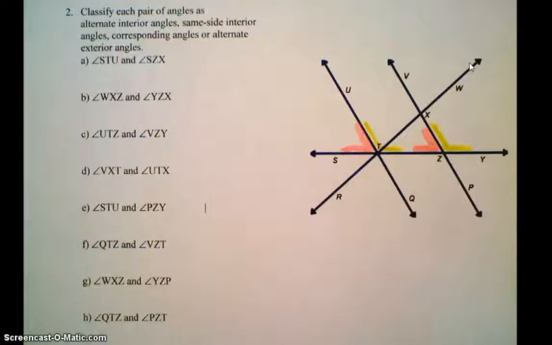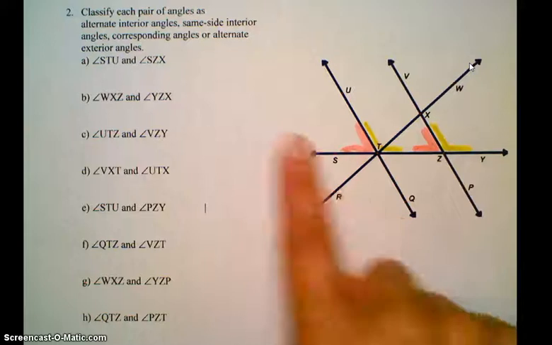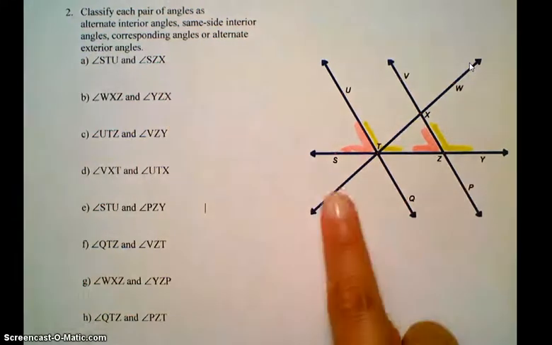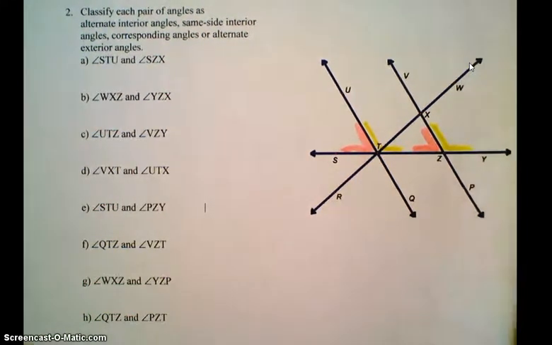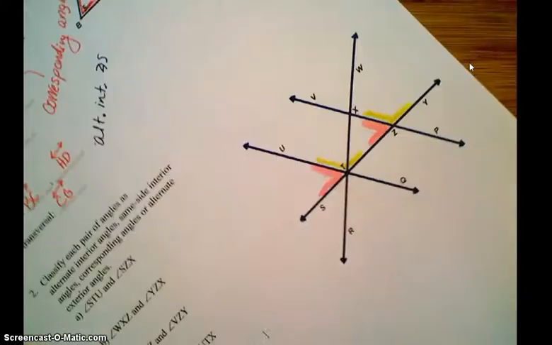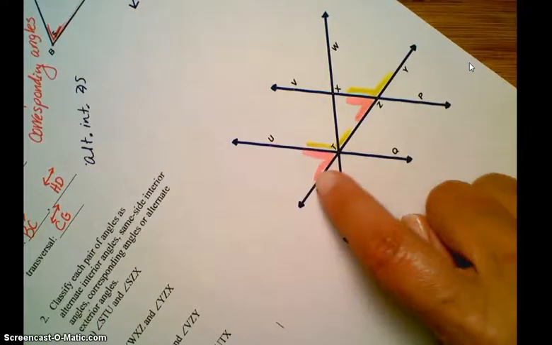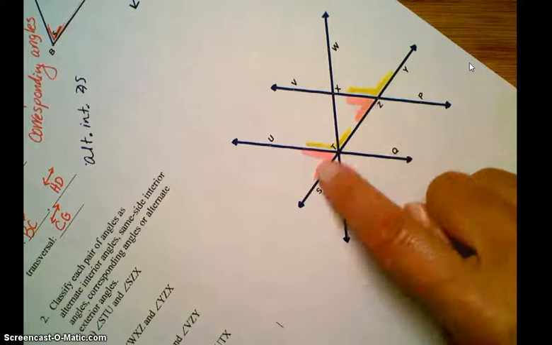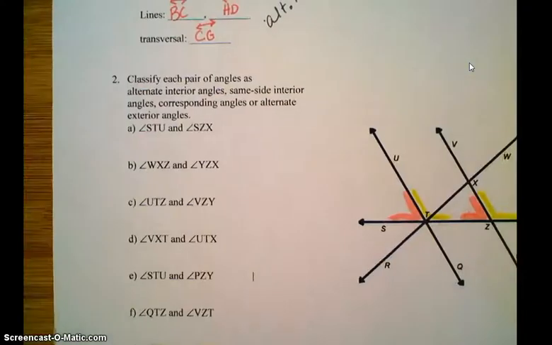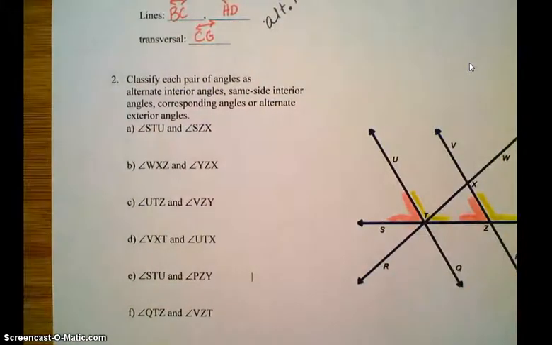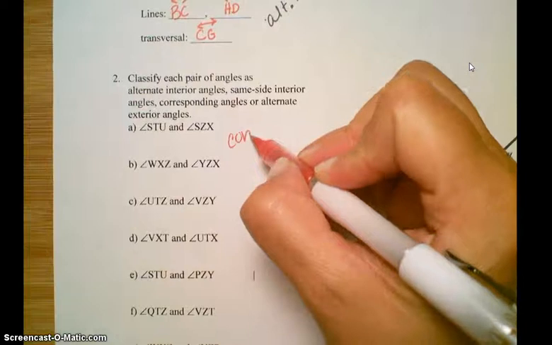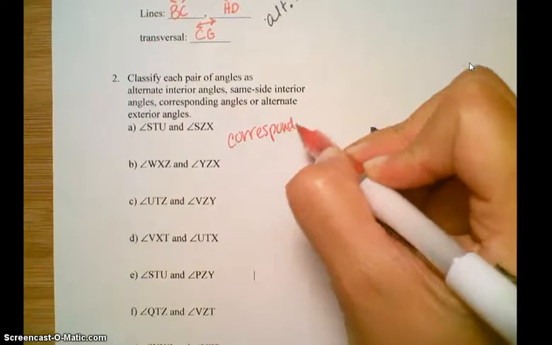Okay, we're going to start the next one, and then I'm just going to go ahead and write down the answers for you. So if you take a look, the first one, STU and SZX, I've placed in pink, and we're deciding what type of special angles they are. And if you turn your paper, can you see the F happening here? F, if you recall, has to do with corresponding angles. So that's what those guys are, corresponding angles.